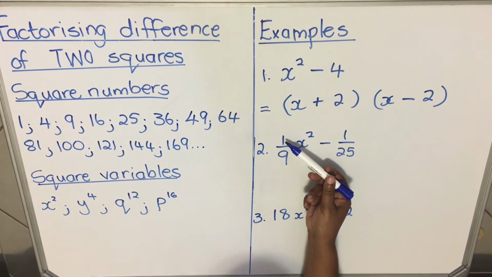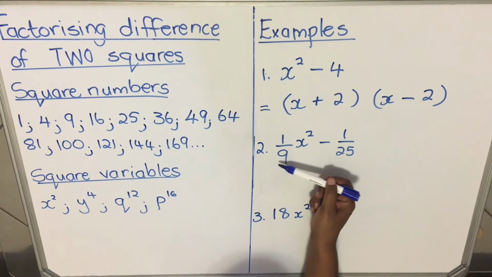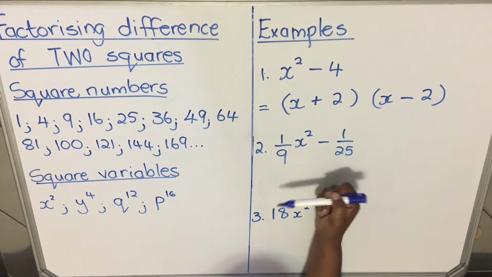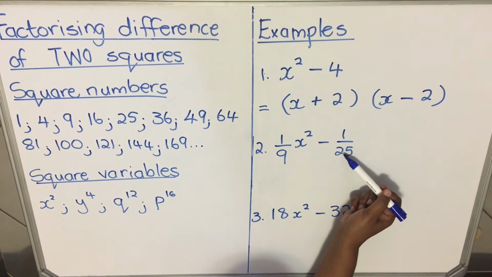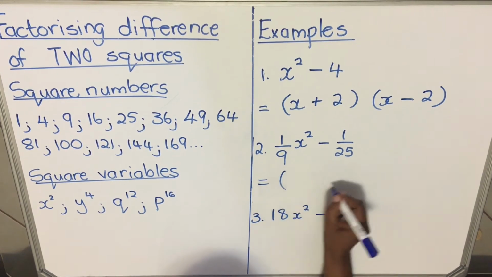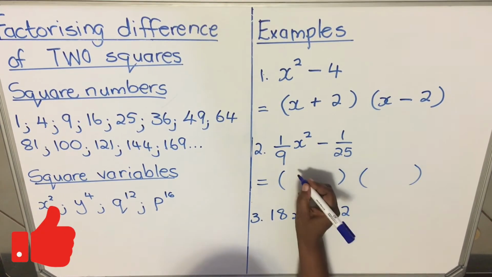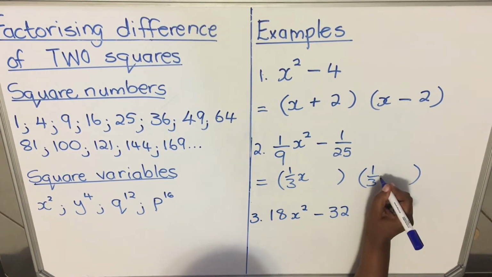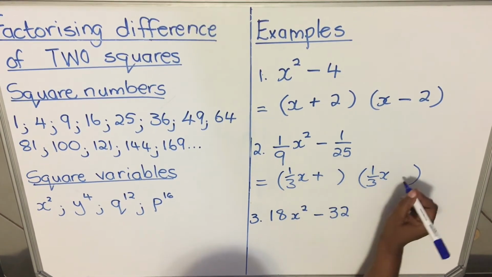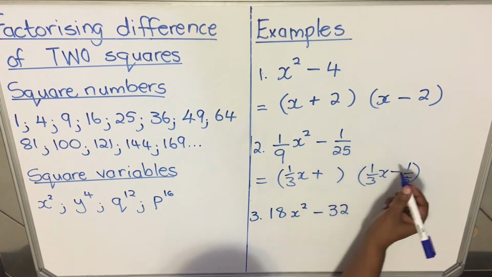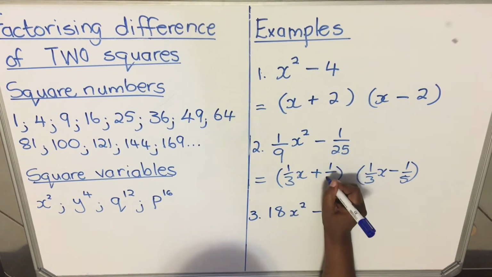Let's look at the second example. 1 is a perfect square over 9 is a perfect square. X squared is a perfect square, which is a variable. And 1 over 25 is also a perfect square. Then it has a minus between them. So we're going to have two brackets: 1 over 3x, 1 over 3x, plus and minus 1 over 5. 5 times 5 is 25, 1 times 1 is 1, so 1 over 5.